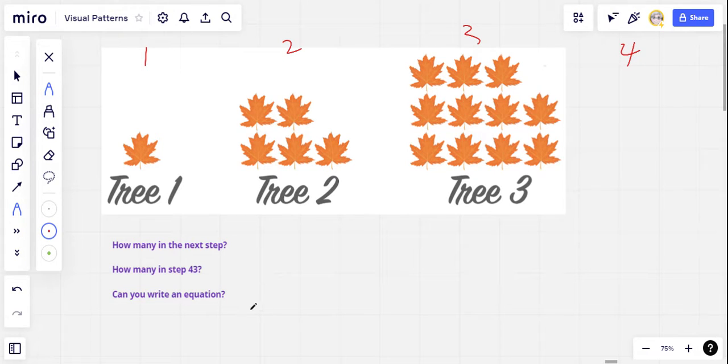And along the way, can you write an equation that could be used to express the number of leaves on any tree at all? So that's the challenge today. If that sounds interesting to you, pause the video and see what you can do.